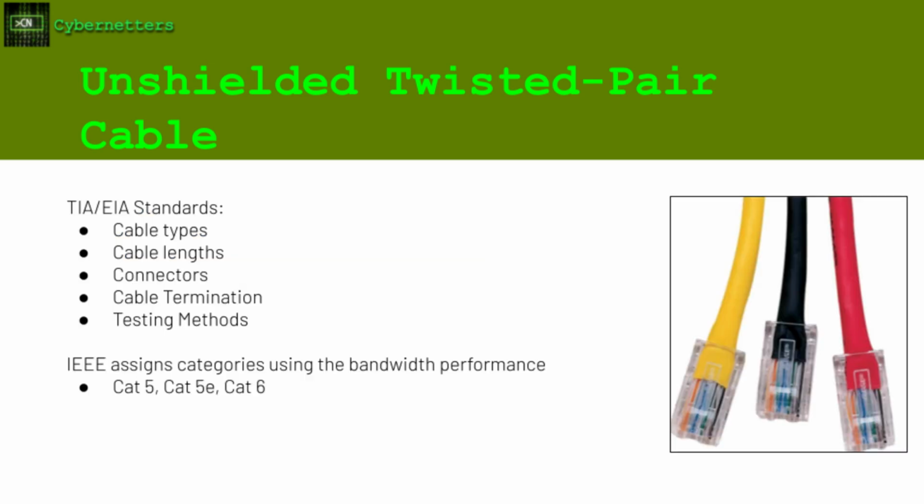For UTP cables, there are TIA and EIA standards. There are the cable types, the cable lengths, the connectors, the cable terminations, and the methods of testing. The IEEE also assigns categories using bandwidth performance. So Cat 5 has slower performance, and then Cat 6 has the highest performance.